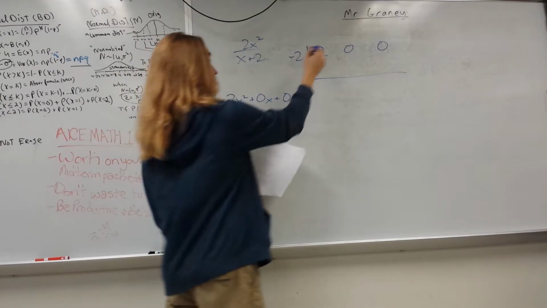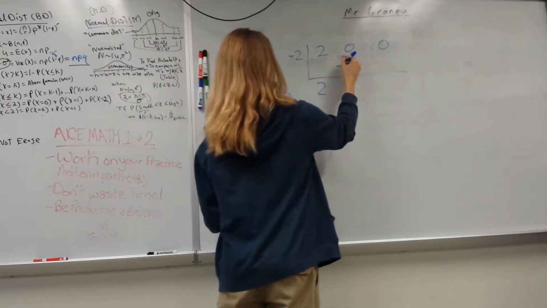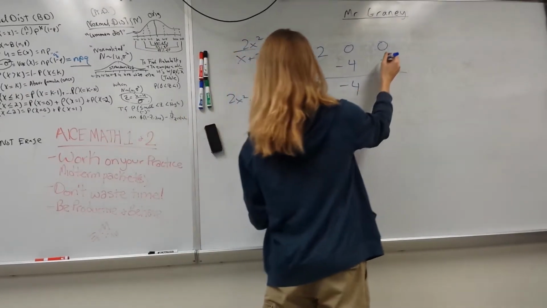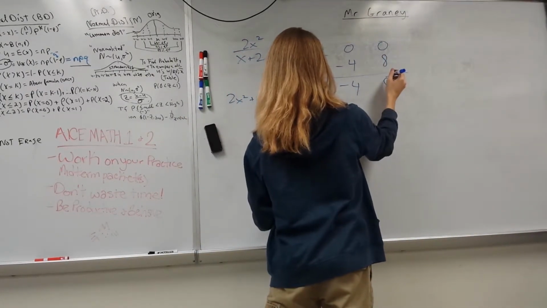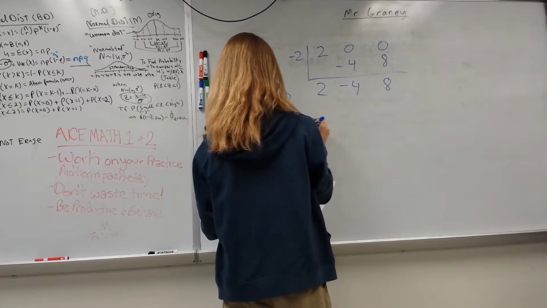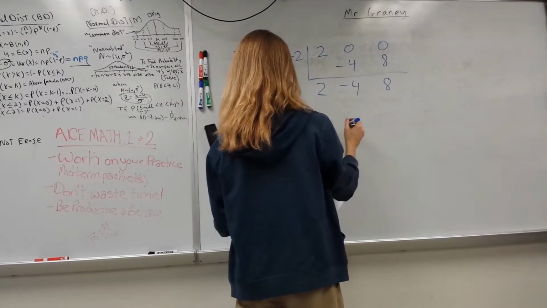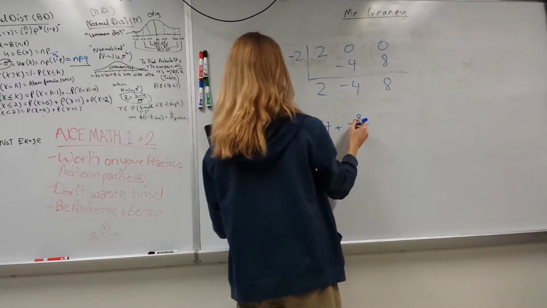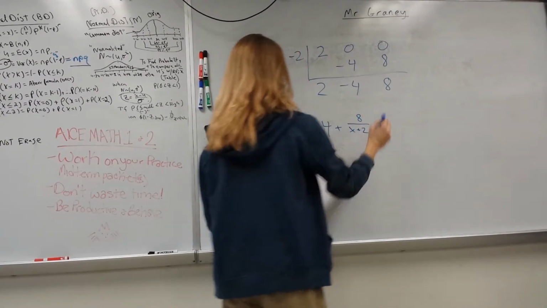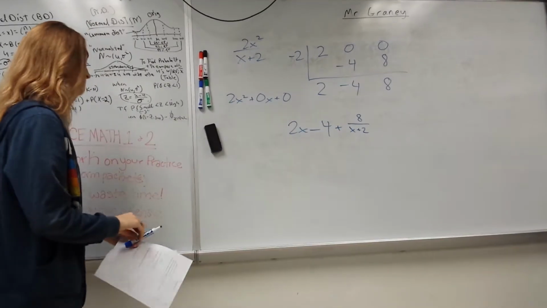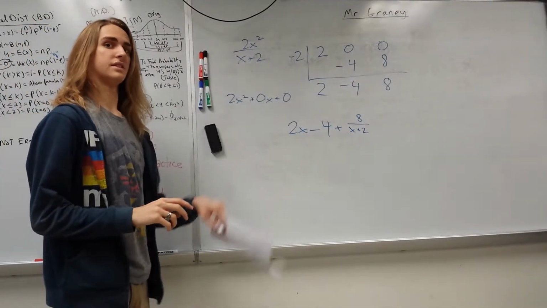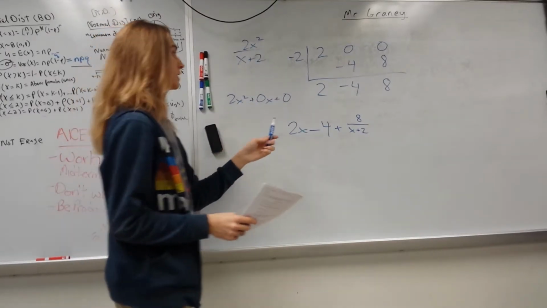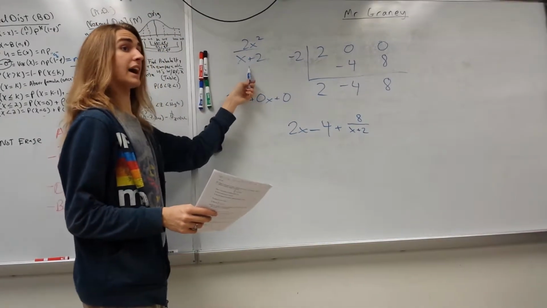Yes. So drop the 2. This becomes negative 4. That becomes 8. So we have 2x minus 4 with a remainder of 8 over x plus 2. That's what I got doing long division. And there you go. So that's how you do that. That's synthetic division. Just make sure you put 0 as a placeholder. Divide the remainder by the factor.